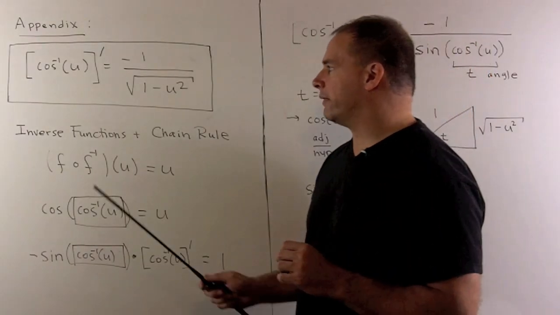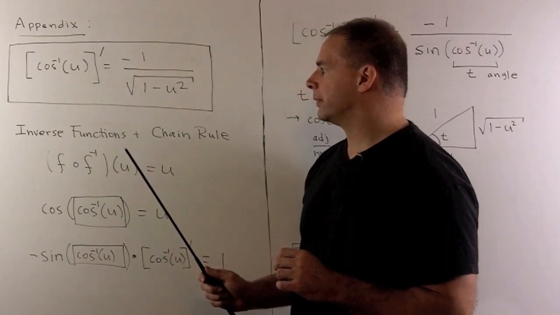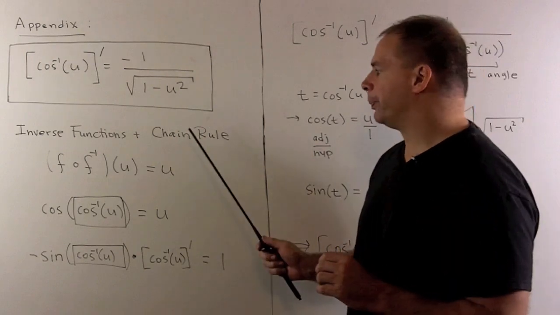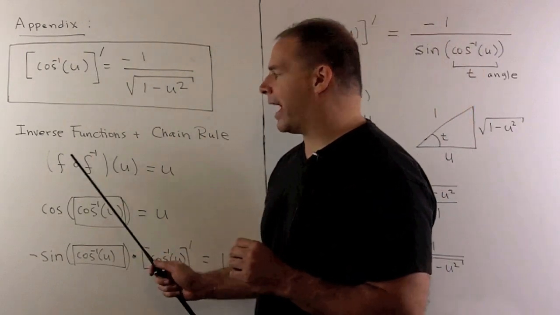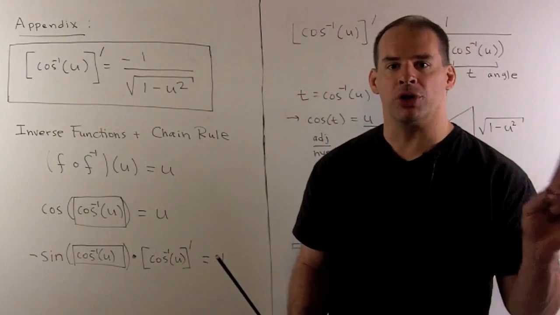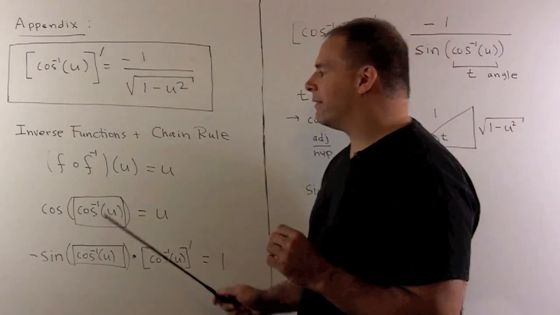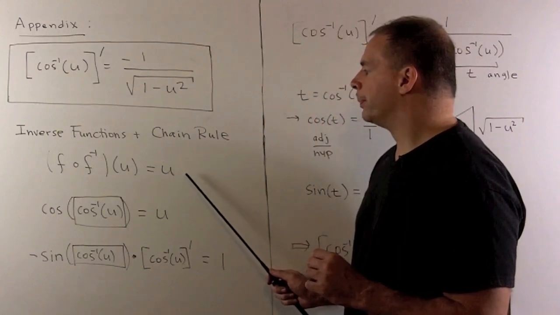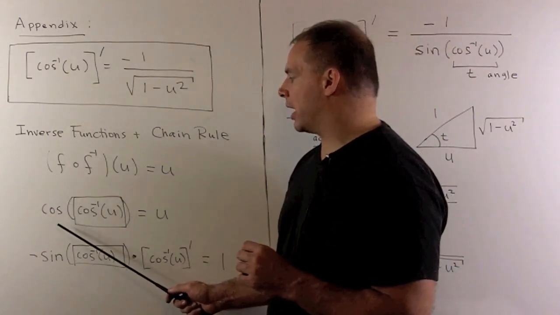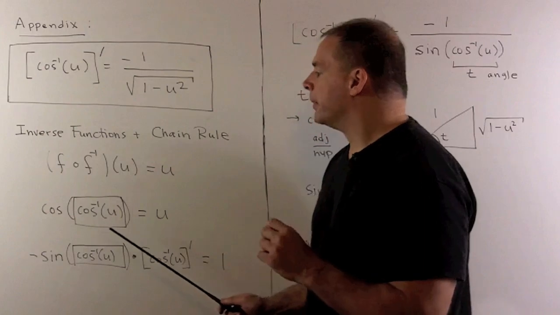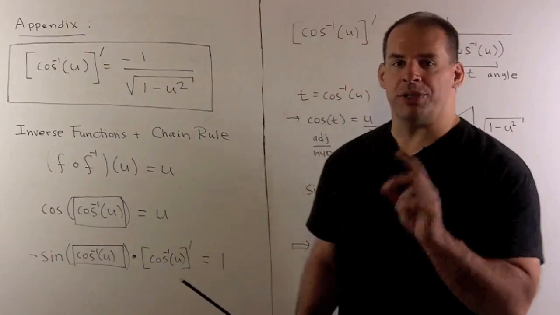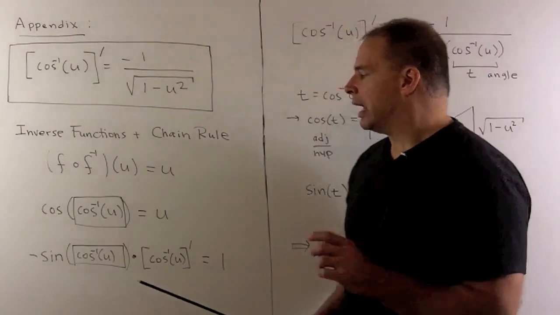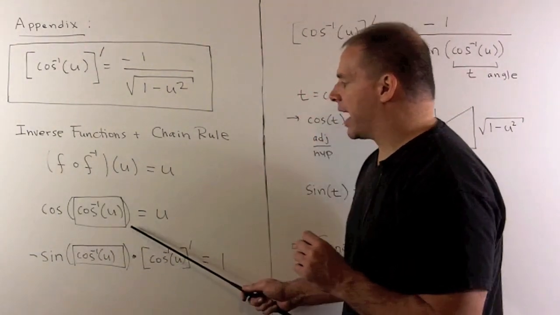Let's recall how we get the derivative of inverse cosine. We're going to use inverse functions and the chain rule. So first recall, if f and f inverse are inverse to one another, then we have that f composed with f inverse evaluated at u is equal to u. I'm going to let f be equal to cosine. Now, since these are equal, if we take the derivative of each side with respect to u, they stay equal. And we're going to need the chain rule to work out this side.